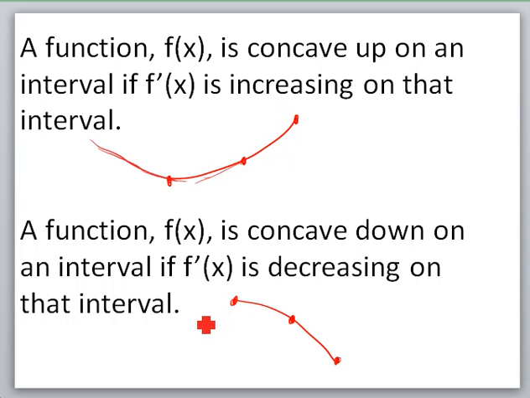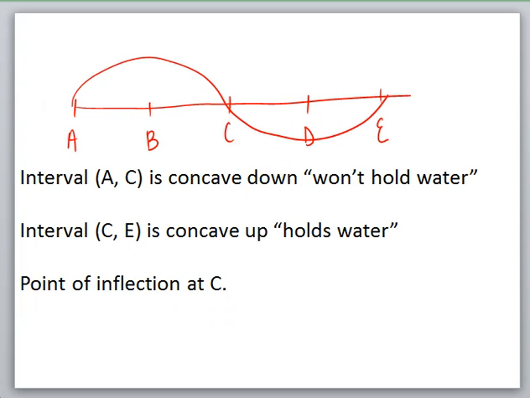If the derivative of the function is decreasing, so here it's positive, then it's 0, and then it starts becoming negative and more negative, so f prime of x is decreasing on that interval, then I know it's concave down, and this is what concave down looks like. Going a little bit further into this, I wanted to show you another picture.